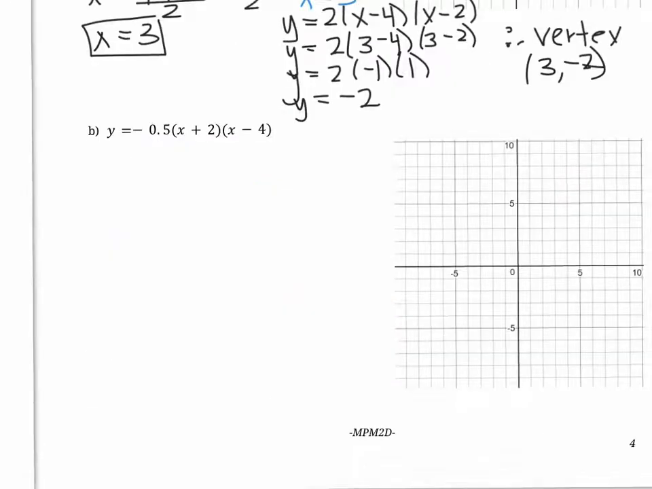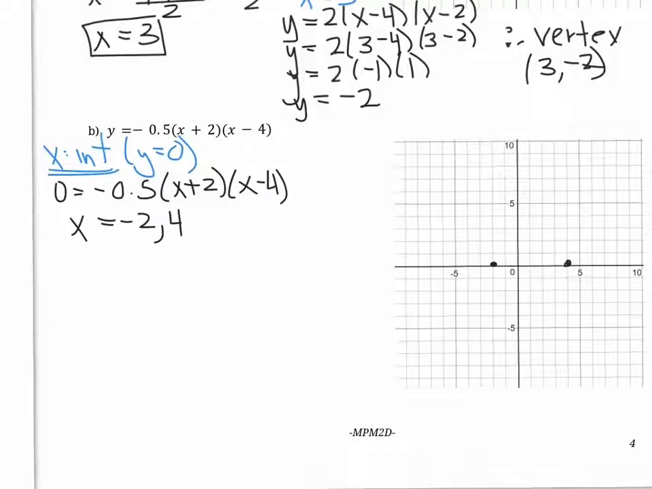If you're watching this now, you should have tried B on your own. So let's take it up. Okay, so here's what you should have gotten for your x-intercepts. You should have plugged in y equals 0 and solved this equation that your wonderful teachers already factored for you. So we would pull out the answers of negative 2 and positive 4.